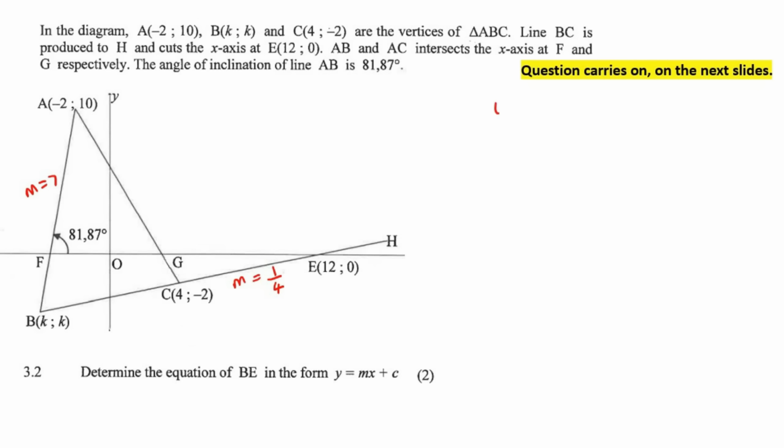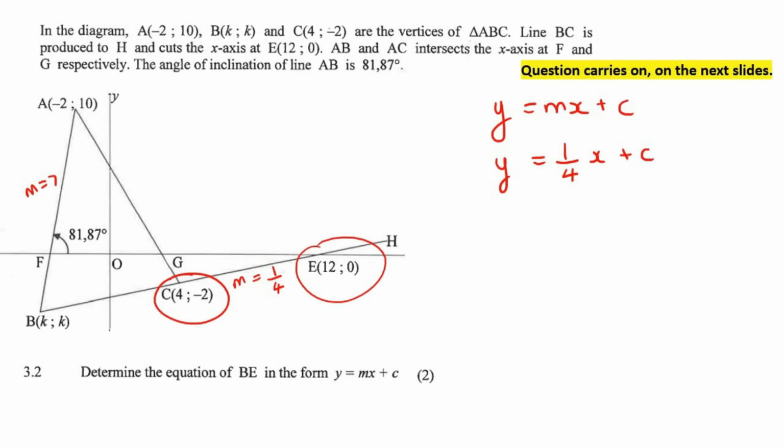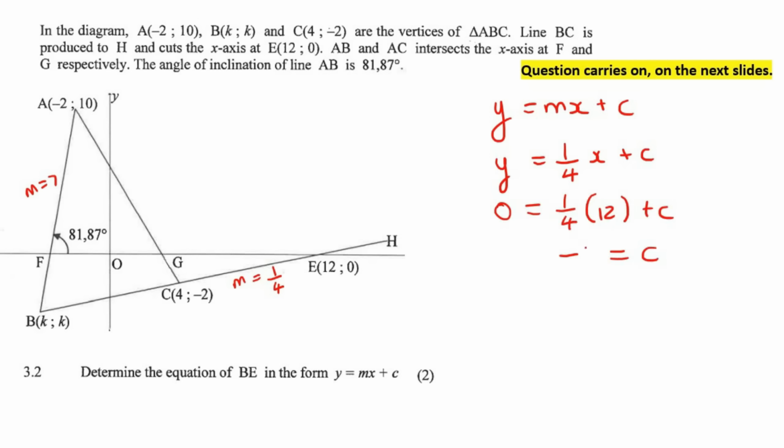So to work out its equation, it's y equals mx plus c. We already know the gradient of that line from the previous question as 1 over 4. To find c, you just plug in a point. You could choose this one or this one if you want to. Doesn't really matter. I'm going to use the 12 and the 0. Like that. And we should end up with c being -3 eventually. And so your final answer for this one would be y is equal to a quarter x minus 3.